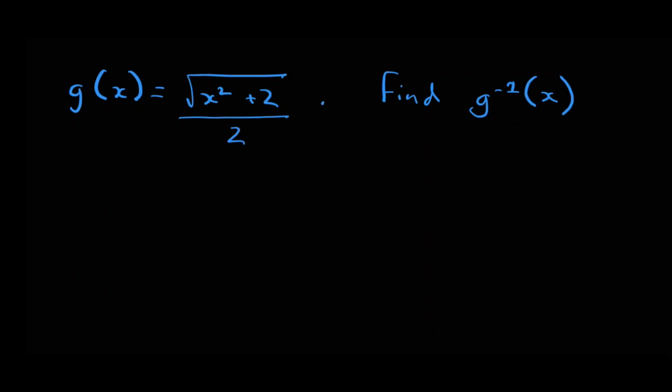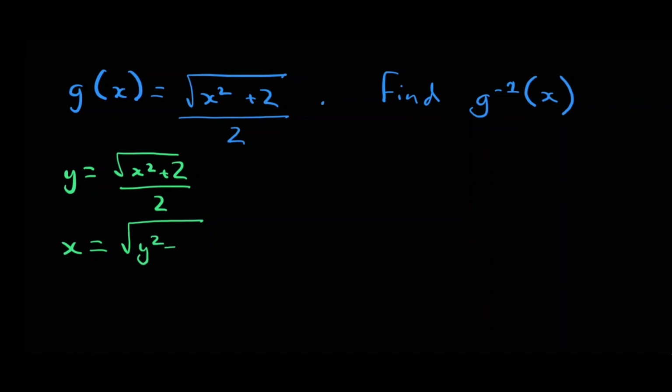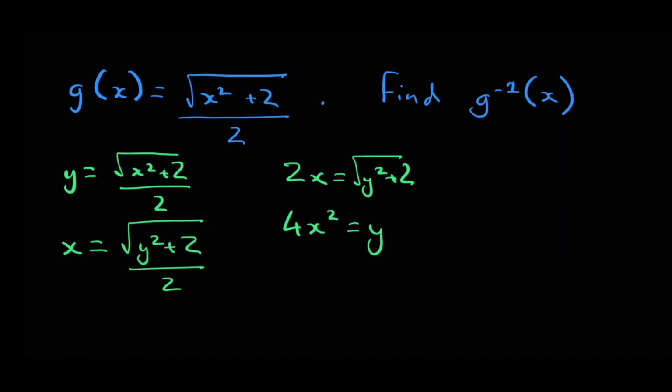Okay, first let's write g(x) as y = the square root of (x squared + 2)/2, and then swap the x and the y to make it x = the square root of (y squared + 2)/2. And now we just need to rearrange to solve for y. So first I'll multiply both sides by 2 to make it 2x = the square root of (y squared + 2). Then I'll get rid of the root by squaring both sides.